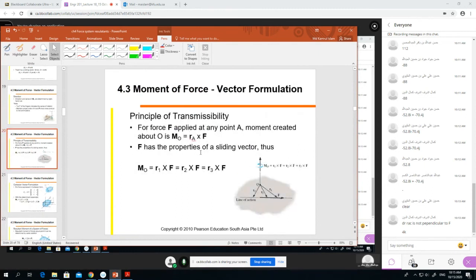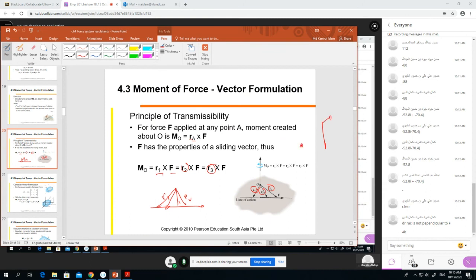In the line of action of the force, for the moment vector, if you want to find R, any R is the same. R1 into F, R2 into F, R3 into F, all are the same. Okay, so our rod was like this.